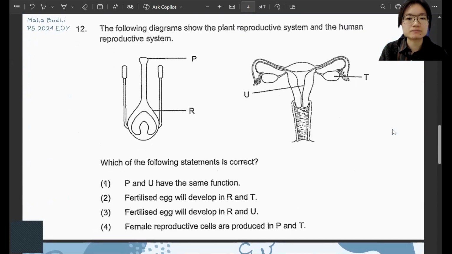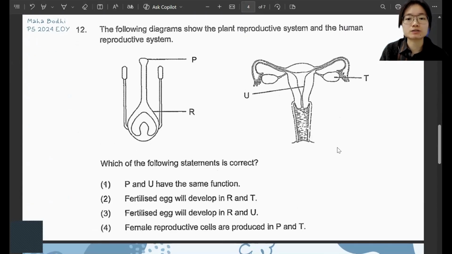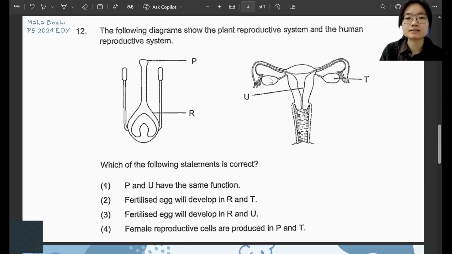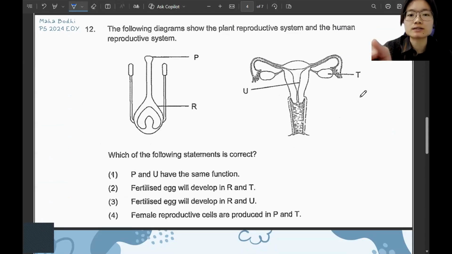So let's look at this question about reproduction in plants and humans. I already gave you the answer. This question's topic focus is the reproductive system in plants and humans. How do we know? Let's underline the keywords: plant reproductive system and human reproductive system. Before we even look at the question, let's identify the labeled parts.